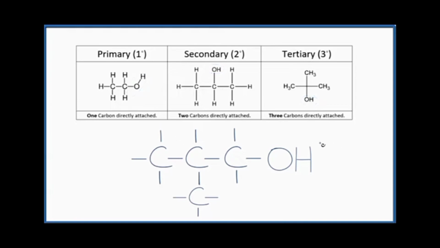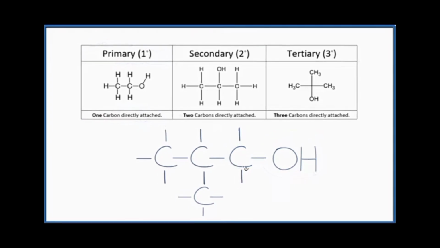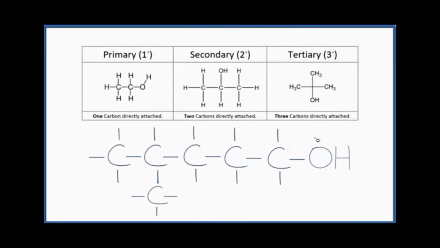We find the OH group right here, and we can see this bond here, it's bonded to just one carbon atom. So there's one carbon atom bonded to it, one carbon directly attached. That's a primary alcohol. So this is a primary alcohol. Note these lines right here, they go to hydrogen atoms, so we really kind of ignore them. Let's try another. So take a look at this one.